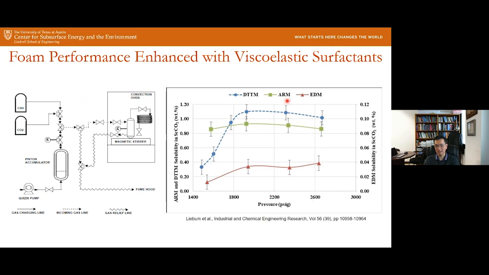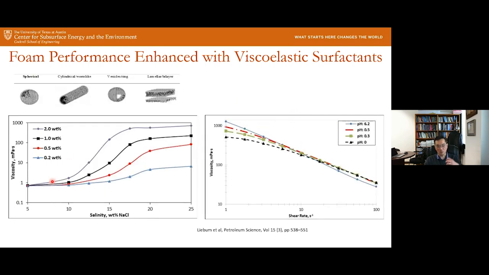And you can see DTTM has a very high solubility in the CO2. And when this surfactant comes into contact with high salinity, the high salinity is going to trigger the viscosification of the water phase. You can see the higher the salinity, the higher the viscosity, right? And the viscoelastic surfactant solution behaves just like a shear thinning polymer.